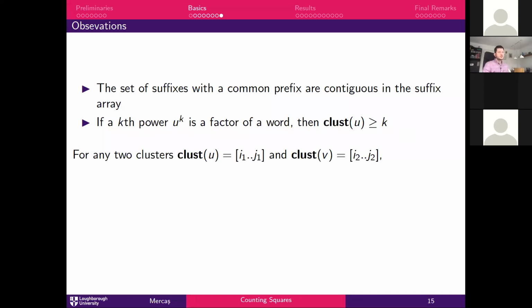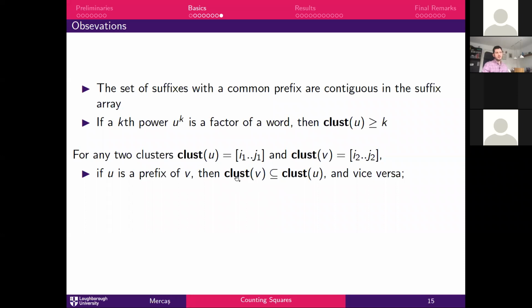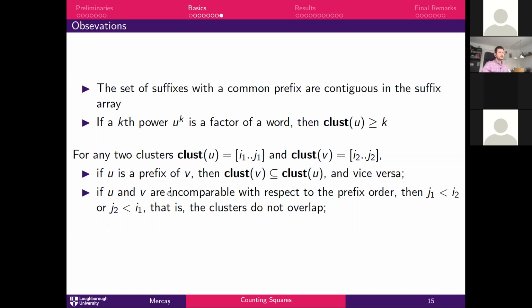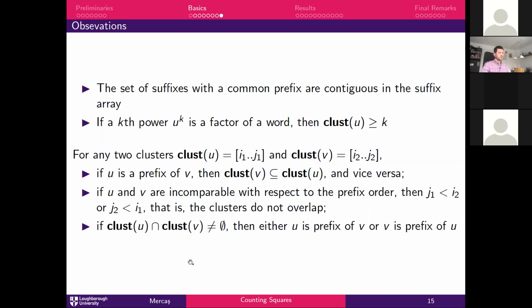And then if you're going to consider 2 clusters, what you have is that either one is fully contained in the other, and that's when, if U contains V, then U is a prefix of V, or they are incomparable, and then the clusters do not overlap. So if 2 words are incomparable with respect to the prefix order, then their clusters are not overlapping. However, if the intersection of their clusters has anything in common, then one is a prefix of the other.